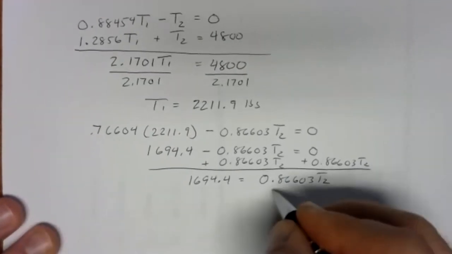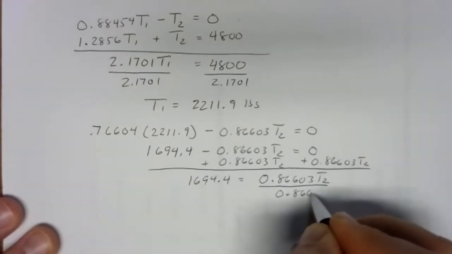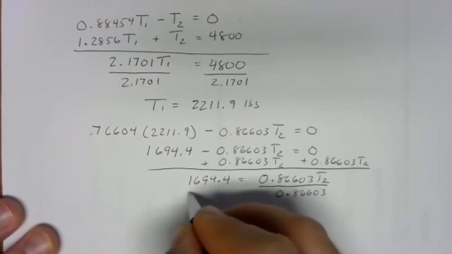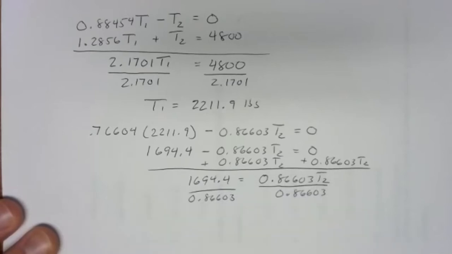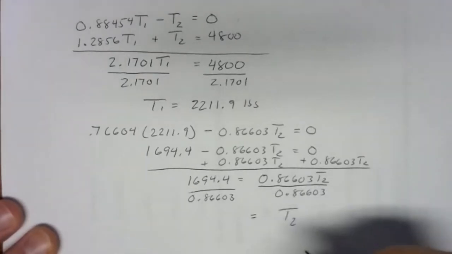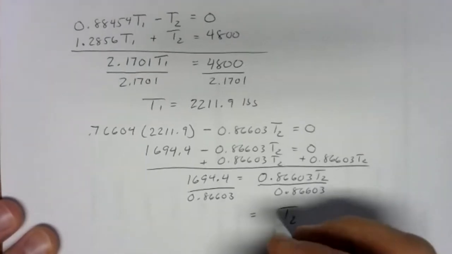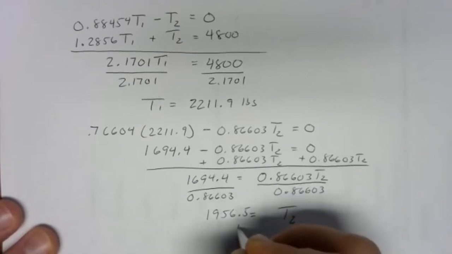And then we can finish it up by dividing both sides by 0.86603. So 1694.4 divided by 0.86603. So T2 is 1956.5 pounds.